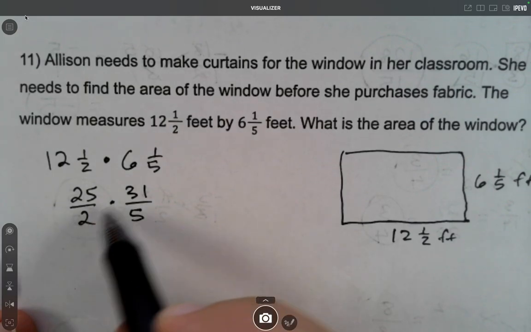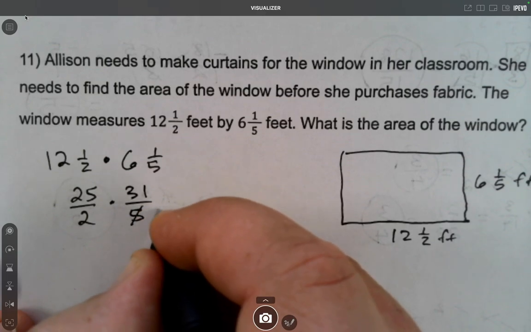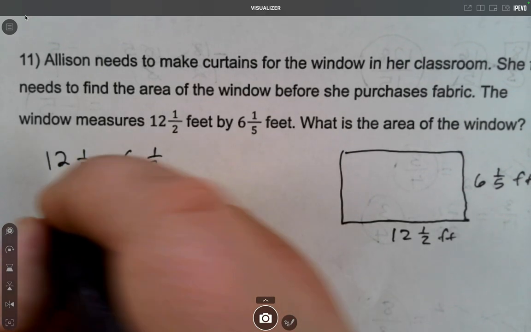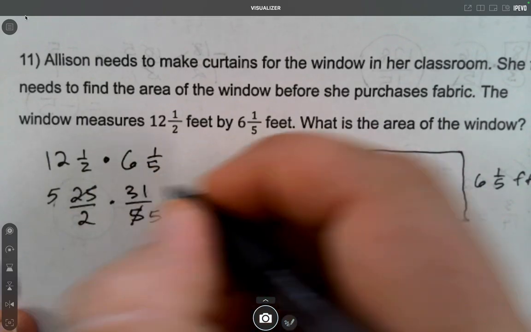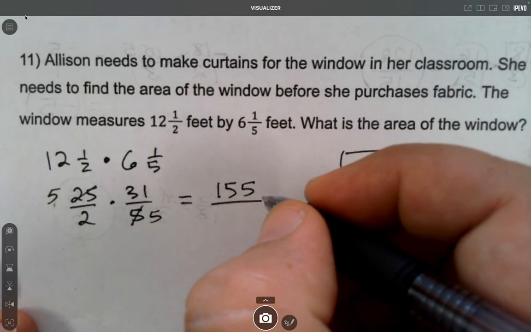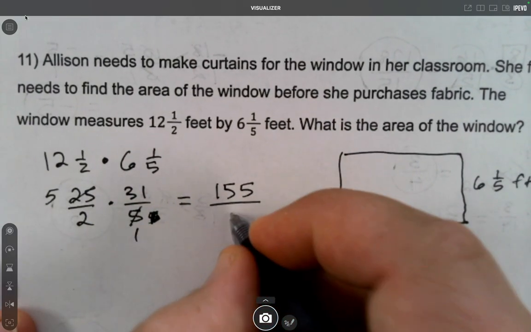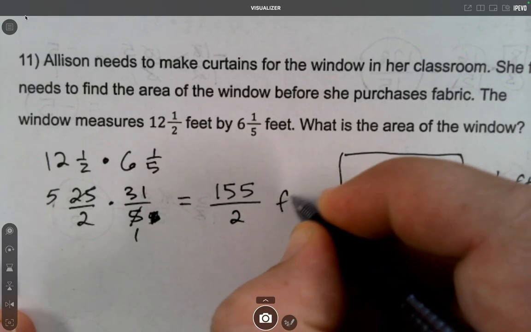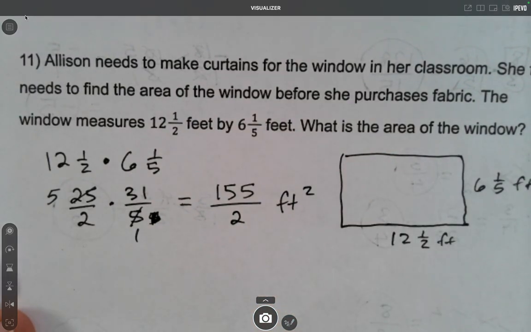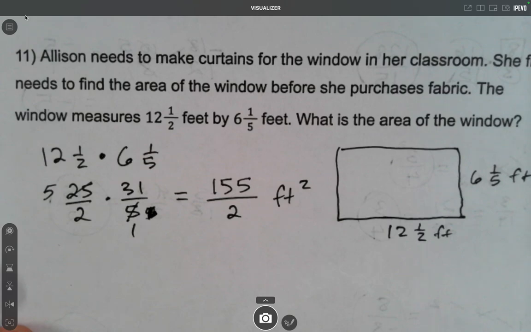Okay, we can't do anything with the cross product of 2 and 31, but 5 and 25 are both divisible by 5. 5 times 31 is 155. 2 times 5, oh sorry, this should be a 1, because we divided that by 5. 2 times 1 is 2. Now, if you left this as an answer, I'm not going to count off, but just practically speaking, this is one where a mixed number would make more sense because it's less likely you're going to be able to go to a store and figure out, oh, I need 155 over 2 square feet.